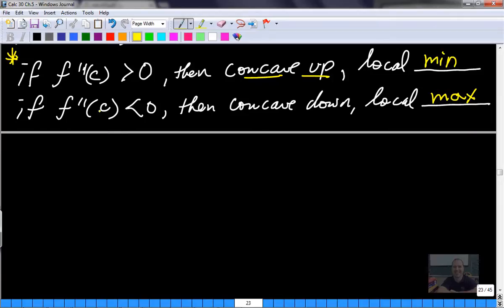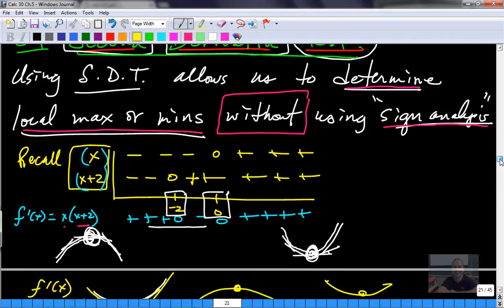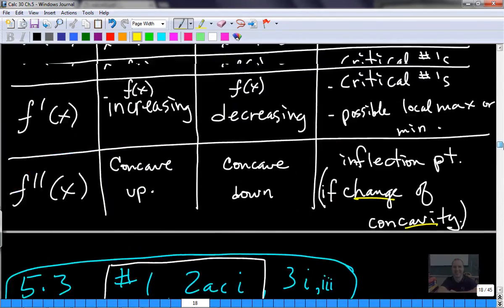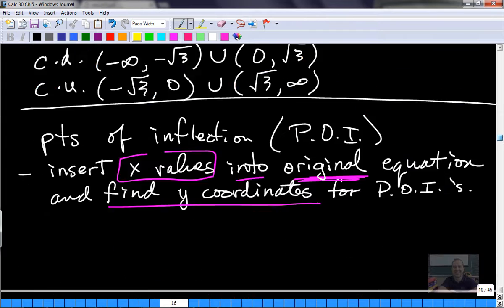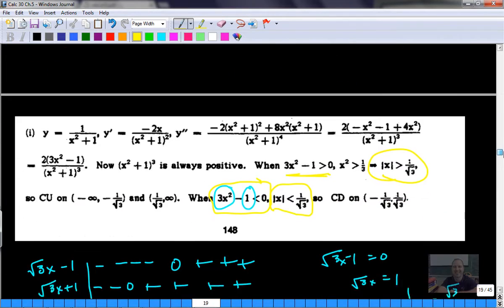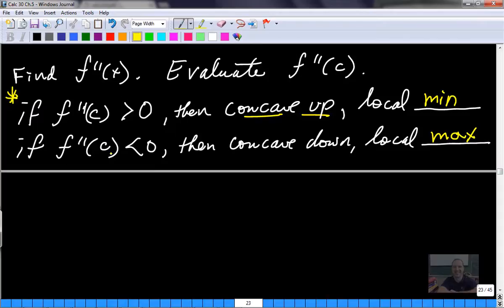Now, if f double prime of c equals 0, what does that mean? The second derivative is 0. What does that mean again? Yeah, it's a point of inflection. So it's actually not a critical number. That means you've messed up with your critical numbers, if that happens. Either you've messed up in your evaluation, or you've incorrectly determined a critical number, because the second derivative should only be positive or negative there.